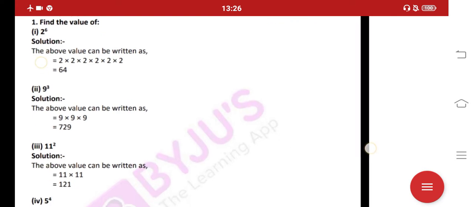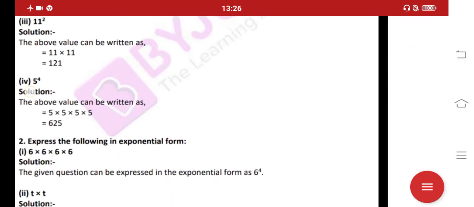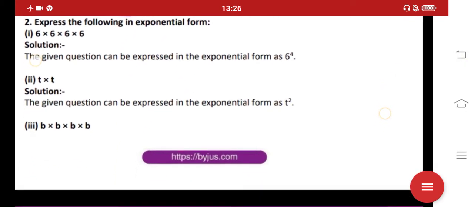Now let me give you one more example. If 9 to the power 3 is given, it means the number which is base is 9. You have to multiply the given base according to the given number of power. So given number of power is 3. So 9 which is base has to be multiplied 3 times because power is 3. Likewise, you can solve all the options.